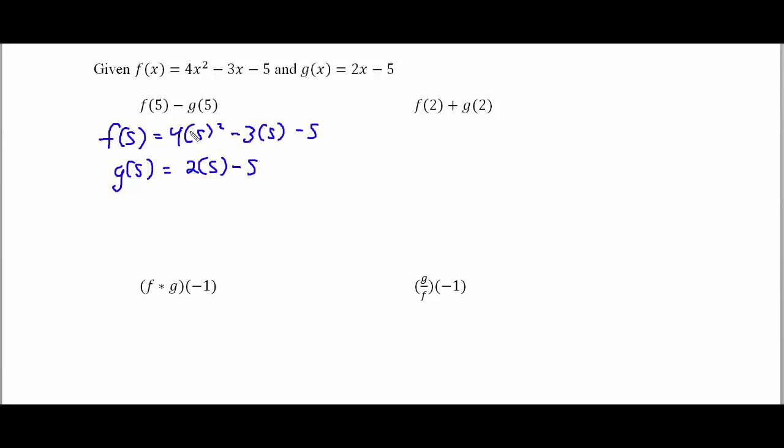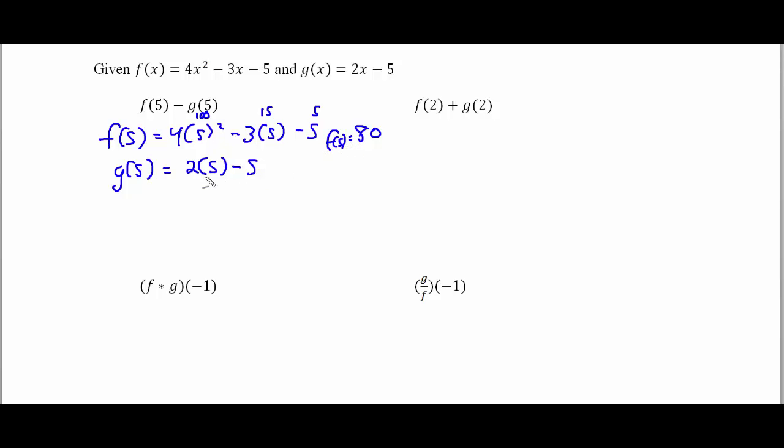Now let's evaluate this. 5 squared is 25 times 4 is 100. And then 3 times 5 is 15. And then 5 is just 5. So we've got 100 minus 15 minus 5 is 80. This is f of 5.